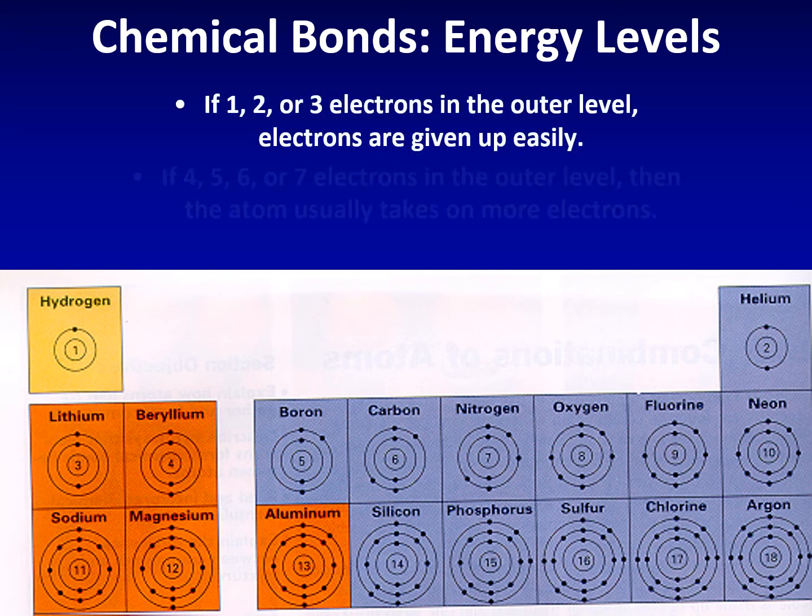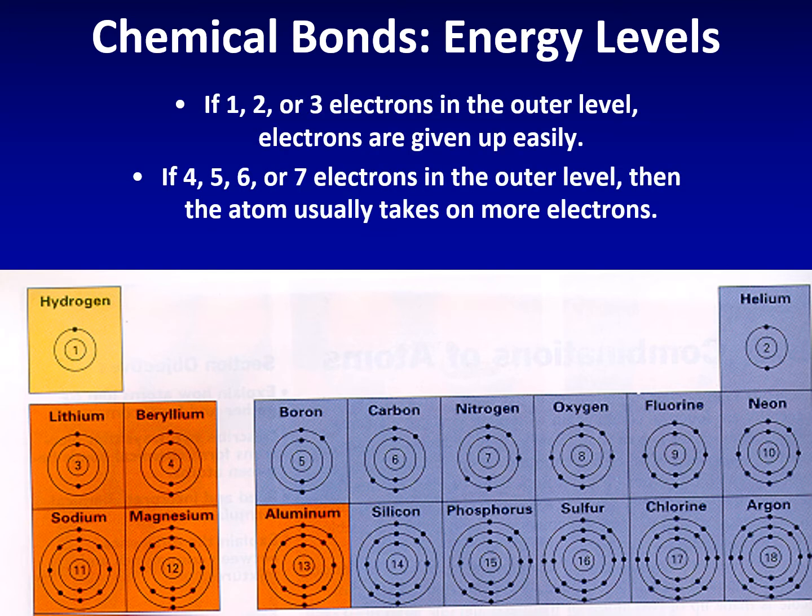So, here's how this works. If 1, 2, or 3 electrons are in the outer level, electrons have a tendency to be given up easily. And if 4, 5, 6, or 7 electrons are in the outer level, then the atom usually takes on more electrons. What the element wants is to have its outer shell, whatever the outer electron energy level is, completely filled with electrons.